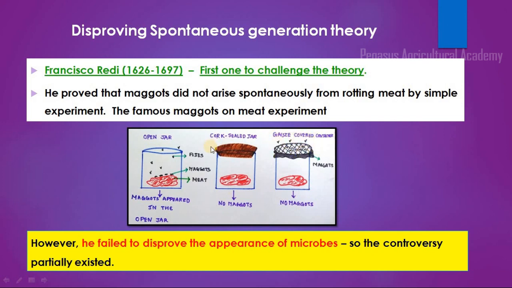Okay, so he proved that the maggots and the flies are not present in the meat, they came from the outer surface, or the outer environment. But some say that even in the sealed flask, the meat started rotting. When we see this meat in a microscope, they saw the presence or the rise of microorganisms. So he failed to explain the appearance of microorganisms, and the persons who supported spontaneous generation still don't accept Redi's experiments.